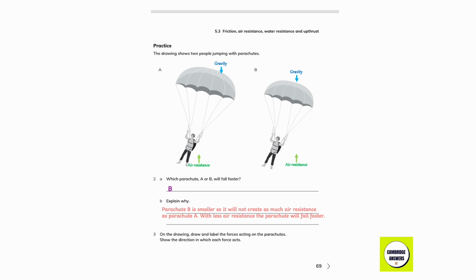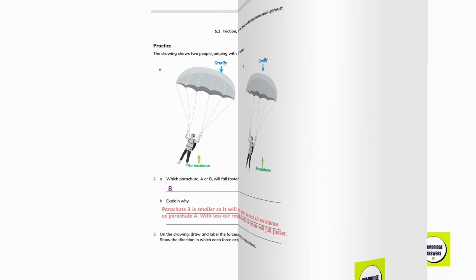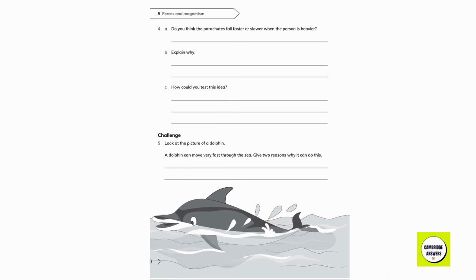On the drawing, draw and label the forces acting on the parachutes. Show the directions in which each force acts. So the forces are gravity and air resistance. Do you think the parachutes fall faster or slower when the person is heavier? Faster. Explain why. The heavier the person, the greater the force of gravity.